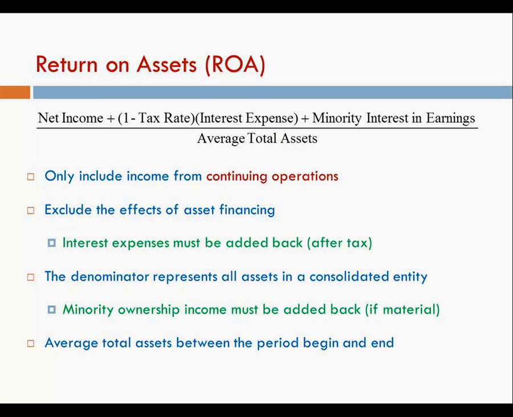Again, it does not want to consider financing, which is why you're adding back any interest expenses that you might have paid out after tax. That's what this is all about, adding back in interest expenses you paid out from your net income. So the interest expense reduces net income, but we don't want to think about it, so we're adding it back in. So again, you're adding back in minority interests. Okay, so that is your return on assets.